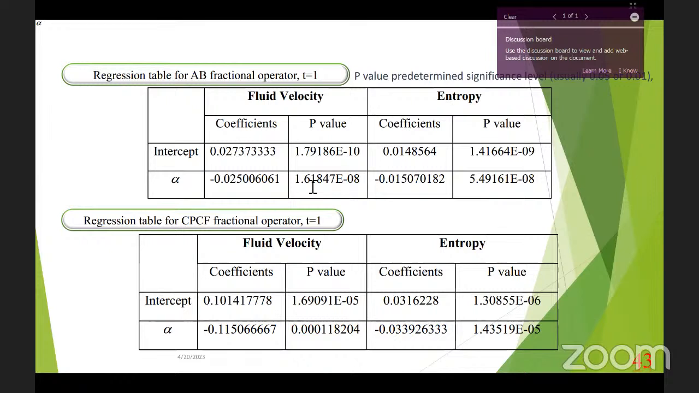And similarly, the CPCF fractional operator also has a low value, below 0.01. So in this case, we also say that the CPCF fractional operator is statistically significant for fluid and entropy in both cases. These are the main findings.